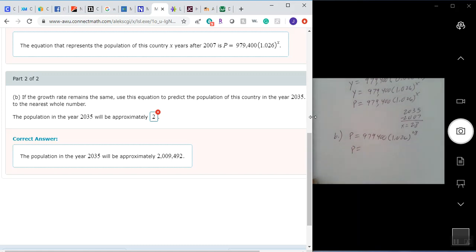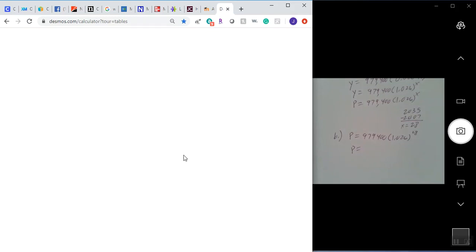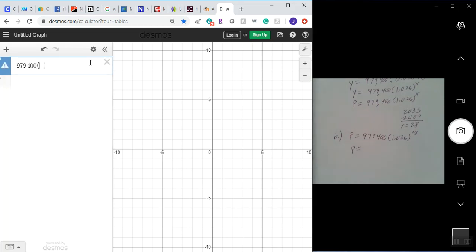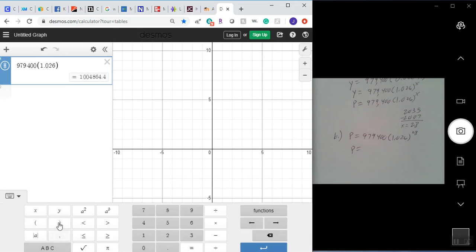So now we will put this in our calculator. Let me pull up Desmos. So we will put this in our calculator. We will have our 979,400. Do our parenthesis, 1.026. Then we would take this to the 28th power. So we'll do the exponent, take it to the 28th power.